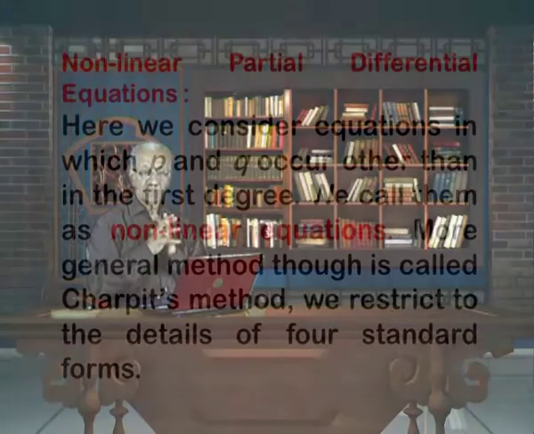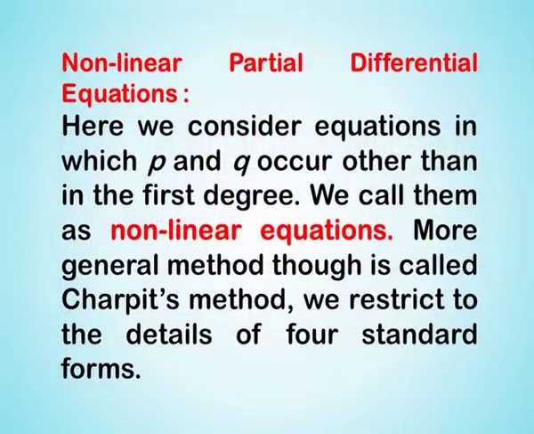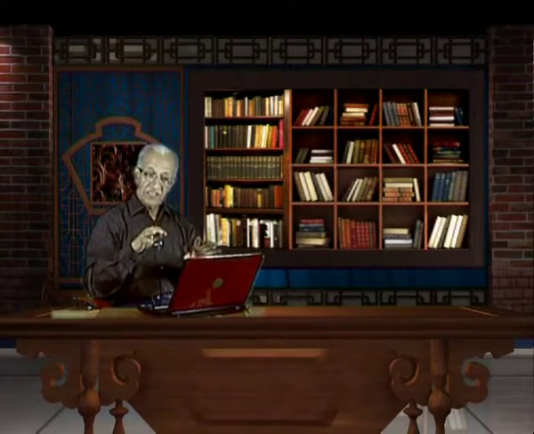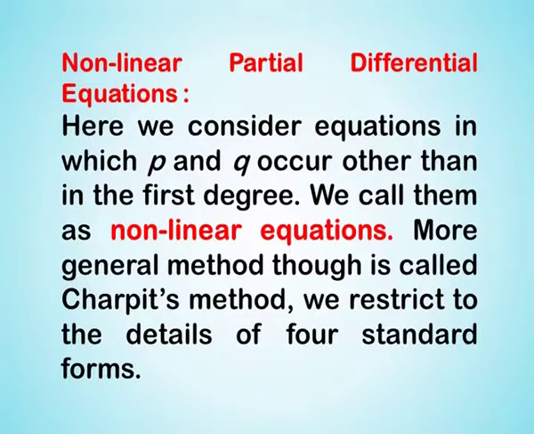Very simple. A more general method is called Charpit's method. We restrict the details to 4 standard forms only. Charpit's method is not included in our course contents. It is a very general method, but nonetheless, without Charpit's method, we will be discussing 4 methods, 4 standard forms: standard 1, standard 2, standard 3, standard 4.